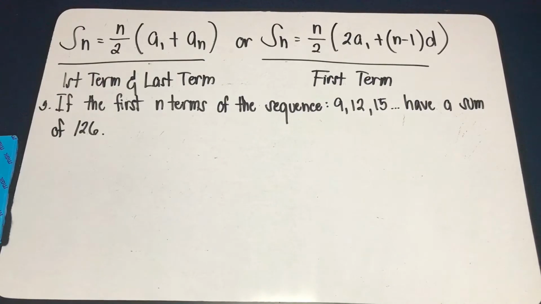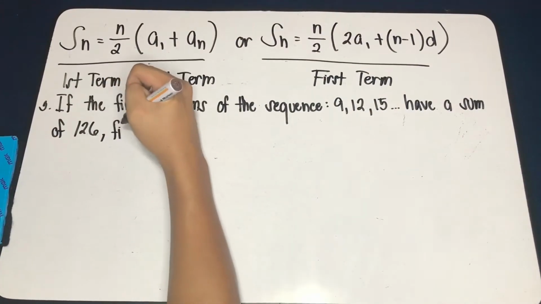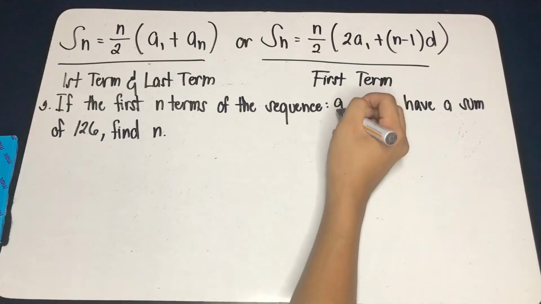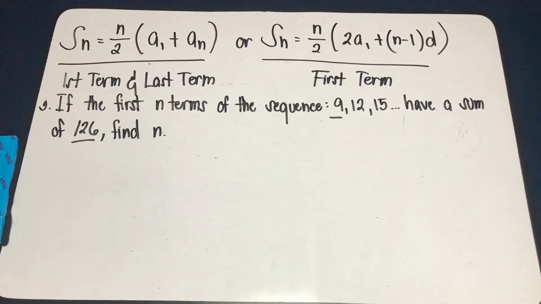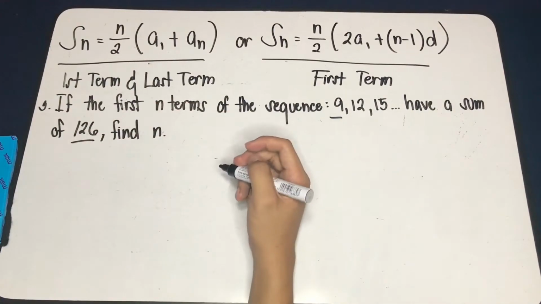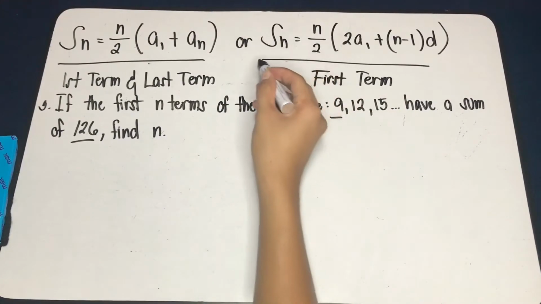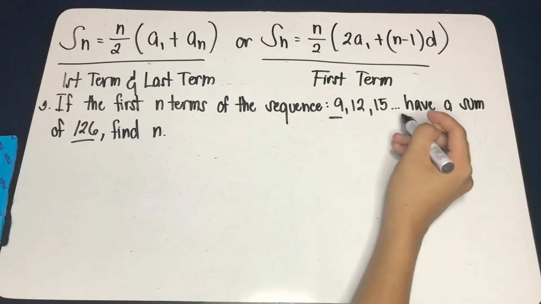So, our last example, if the first n terms of the sequence 9, 12, 15 have a sum of 126, find n. So, ngayon, alam natin yung first term, alam din natin yung sum ng sequence. Ang hindi natin alam is kung ilang terms yung inadd natin para makuha si 126. So, ang gagamitin na equation is the second equation, kasi meron tayong first term pero wala tayong last term.